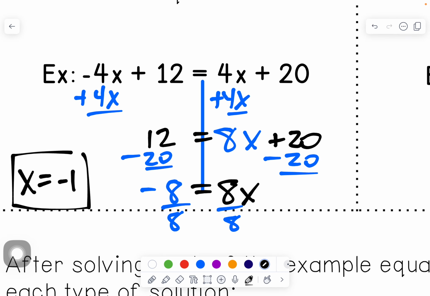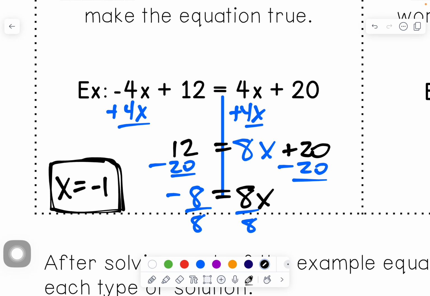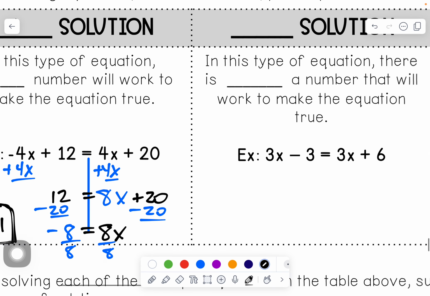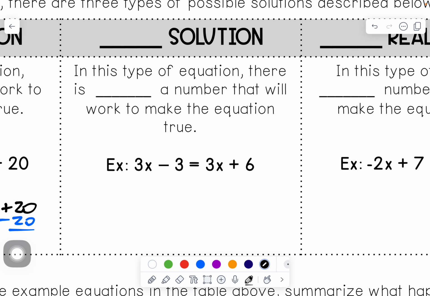This is the type of equation that we're used to solving, that we've been doing over the last week or so. So when there is one solution, one number will work to make the equation true. That's what we get the majority of. But there are special circumstances. So let's slide over here.